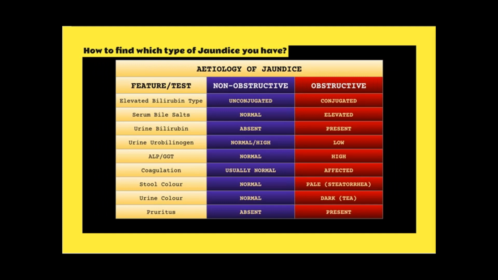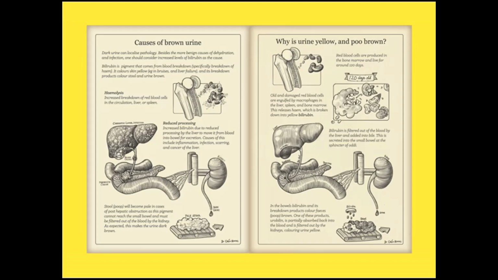How do you find which type of jaundice an adult patient has? In the patient's blood, you check for the type of elevated bilirubin as well as the serum bile salt level. In the urine, you check for urine bilirubin and urine urobilinogen levels. To check whether the cause is hepatic or not, you conduct a liver function test to assess the serum alkaline phosphatase levels or conduct a coagulation test. Or simply, you look for the color of the stool, the color of the urine, or check to see whether the patient has pruritus or not to come to a conclusion.